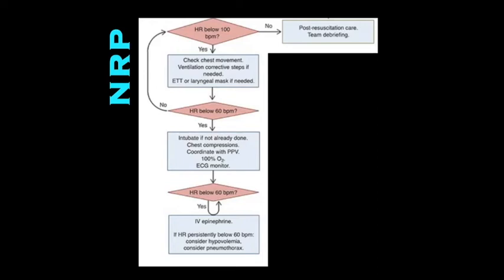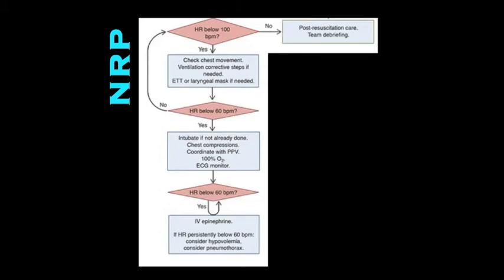Okay, if it's still below 60 beats per minute, we might have to intubate. If you've already done that, we have to administer chest compressions at this particular time, and we coordinate the ventilation, that's the positive pressure ventilation, with the chest compressions. We have to give 100% oxygen, and of course, we monitor the heart through an ECG machine. If it's still below 60 after that intervention, we might have to give medications at this point in the form of epinephrine.